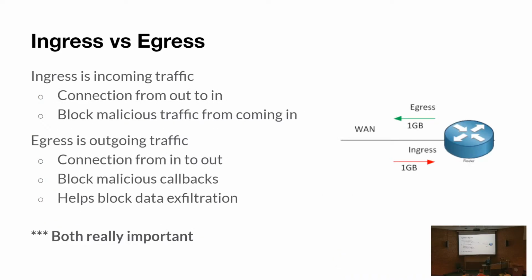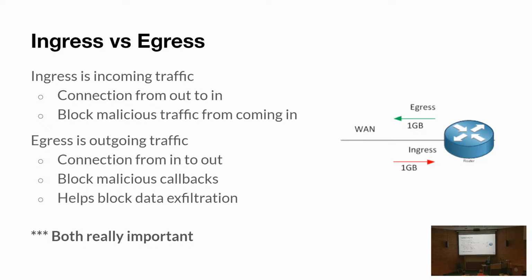So ingress versus egress. Ingress is incoming traffic, so that's connections from outside of your network to inside your network, or from outside of your computer to your computer. So ingress rules are important because you block malicious traffic coming into your network. Egress is outgoing traffic, so that's traffic originating inside your network or from your computer and going out to a different network or a different computer. So egress is important because it blocks malicious callbacks.